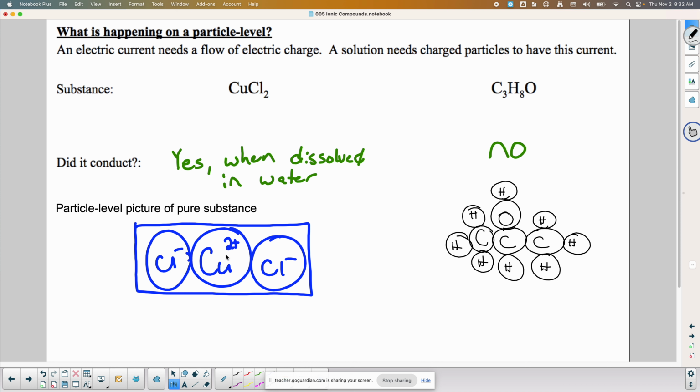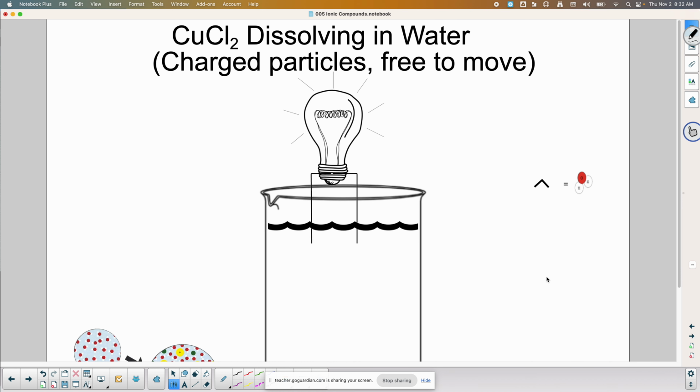We'll tackle first the copper chloride in the dissolved state. So copper chloride dissolving in water, we knew we had charged particles. They were free to move. If you're an artistic type and you want to draw a light bulb inside of here and show light beams coming off of it, you're certainly welcome to add a light bulb. And we're going to give ourselves a shorthand.